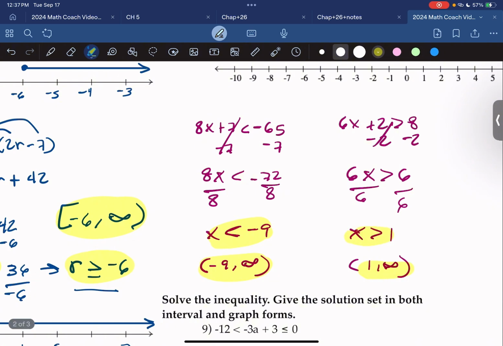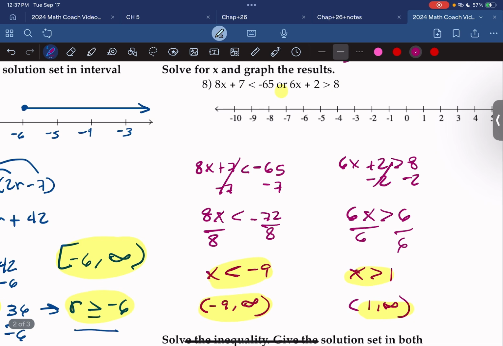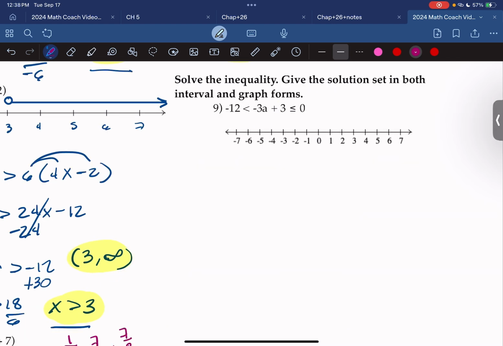And now to graph it. So let's go to -9, and it's going to be an open circle. And it says x is less than, we go to the left. And now let's go to number 1, open circle, x is greater than, go to the right, positive, and that's our final answer.